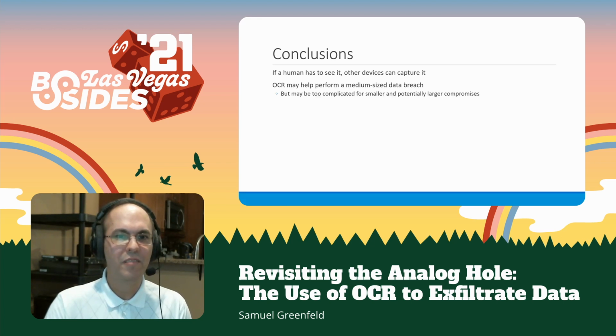Optical character recognition may help perform a medium-sized data breach, but may be too complicated for potentially smaller and larger compromises. If all you're looking to do is grab someone's email address or one-slide information, there may be no point to doing optical character recognition. But if all you have access to is a Citrix or VMware Horizon or another remote desktop-based solution in a graphical window, and there's no other way you can potentially extract the data from the environment, such as a mass database export, then optical character recognition may be your only way of extracting all the data.